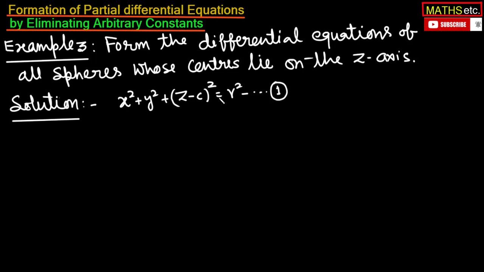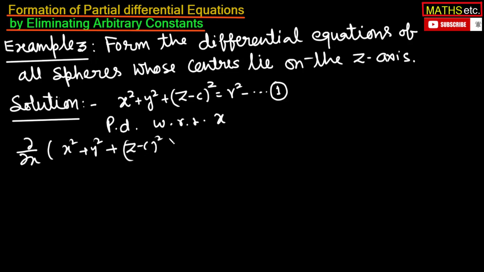And to eliminate two arbitrary constants, we need three equations. Fine. So, as we did in examples 1 and 2, first of all, we will take the partial derivative with respect to the x variable. Again, this is an implicitly defined relation. So, del over del x of x square plus y square plus (z minus c) whole square is equal to the partial derivative of r square.